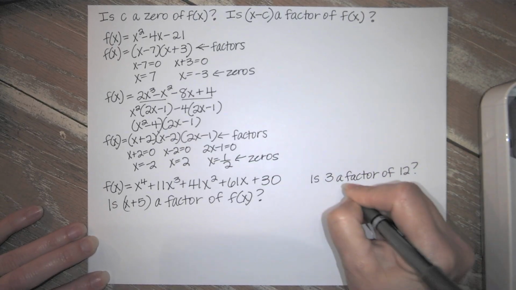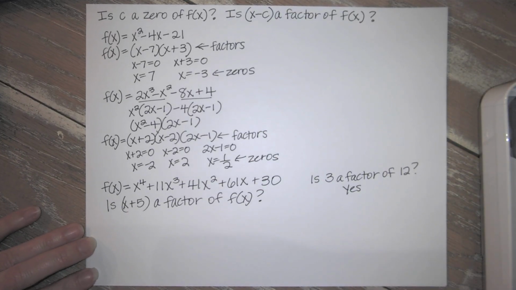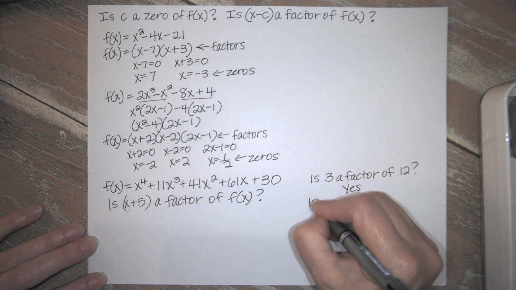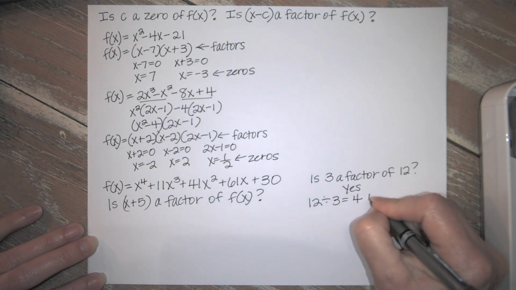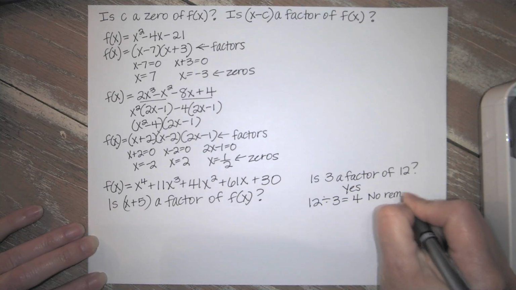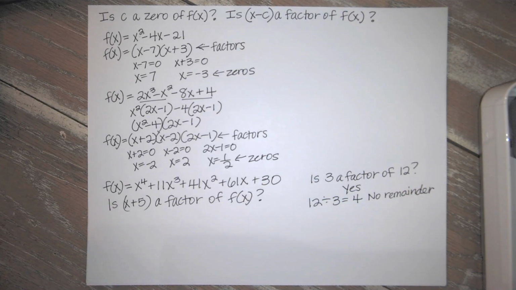Well, the answer to that is yes, and we know that because 3 divides evenly into 12 with no remainder. So 12 divided by 3 comes out to be a nice 4, no remainder. So yes, 3 is a factor of 12.